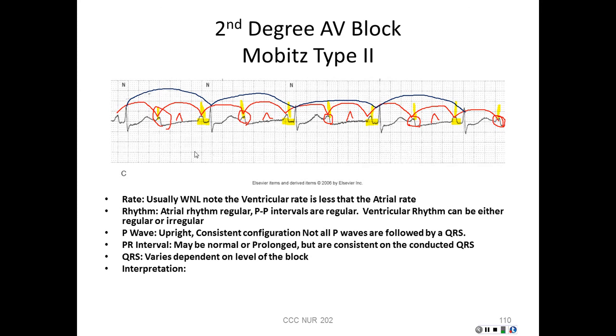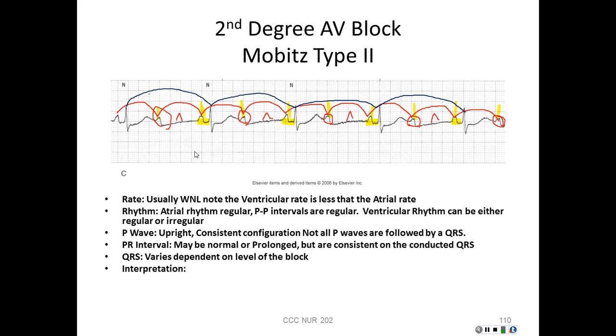So typically with Mobitz type 2, you're very concerned with these patients. This can lead to cardiac instability. And these patients typically are going to require a pacemaker, whether it be transcutaneous, transvenous, or permanent pacemaker. Typically what we see with these patients is it's from an acute inferior MI or ischemia, severe coronary artery disease. Can also see it with myocarditis.